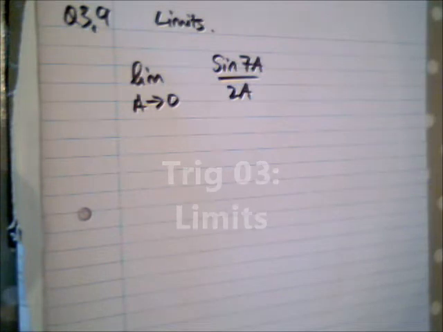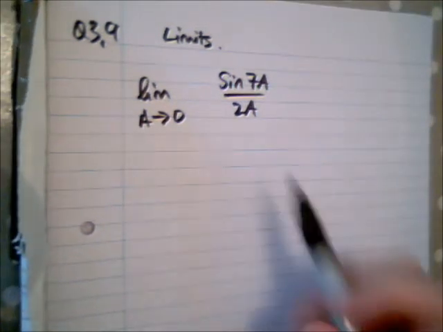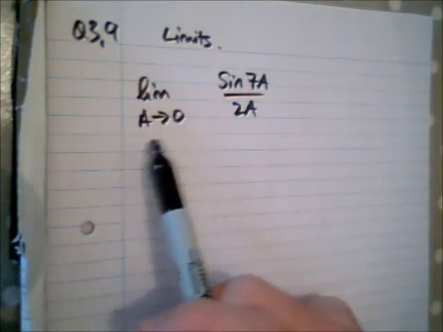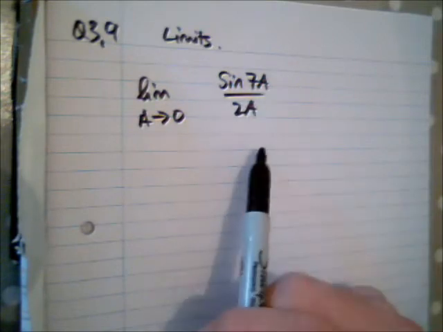Going to take a look at limits. So an example of a fairly straightforward limit question would be something like this. So this is like question 9a. So the limit as a tends to 0 of sine of 7a over 2a.